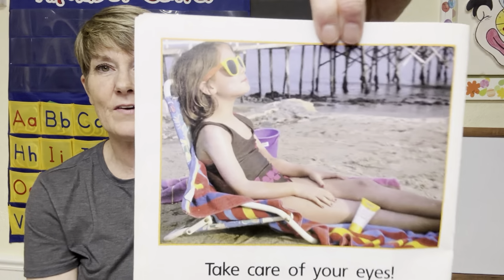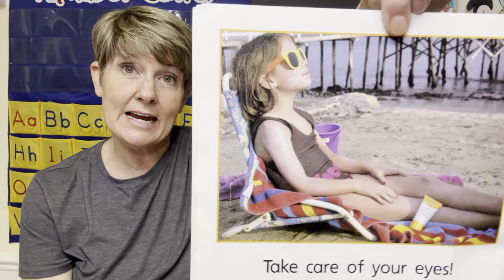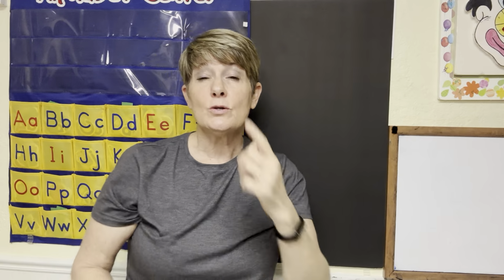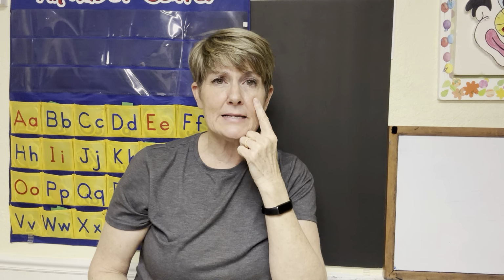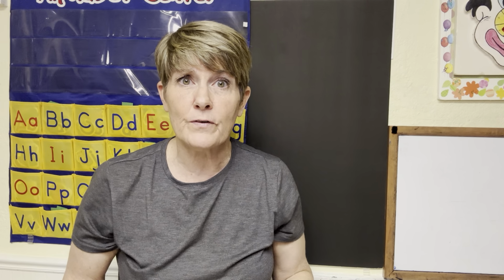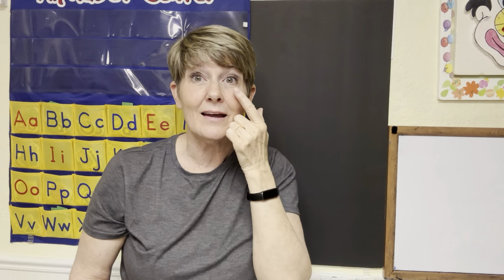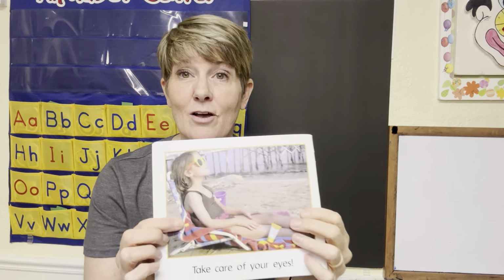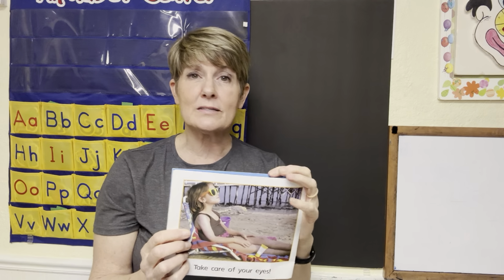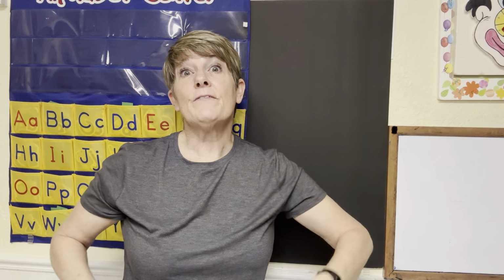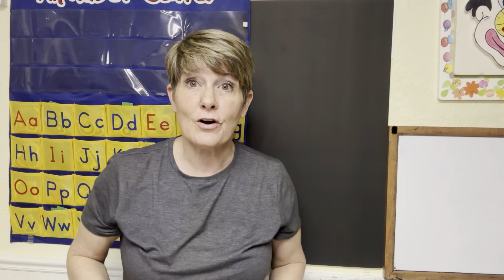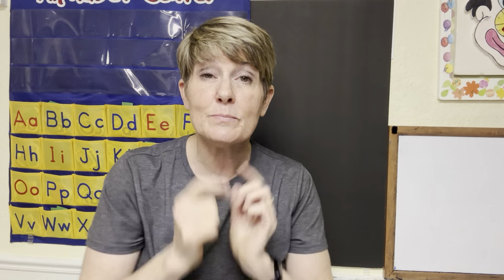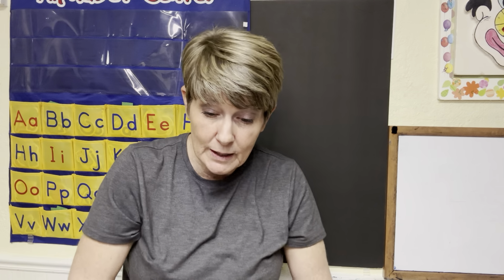Oh, we have to take care of our eyes. What is that girl doing to take care of her eyes? She's wearing sunglasses. When we're out in the bright, bright sun, can that hurt our eyes if we're not careful? We don't ever want to look right at the sun because that could burn our eyes. But if we have special sunglasses on, that's going to help us. So we want to wear sunglasses outside if it's too bright so that it doesn't hurt our eyes. That's an important thing to do. We want to always take care of our eyes because we want to be able to see really, really good.